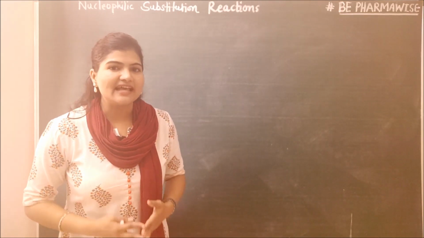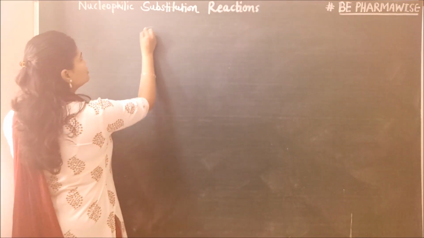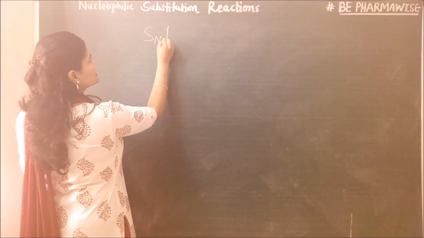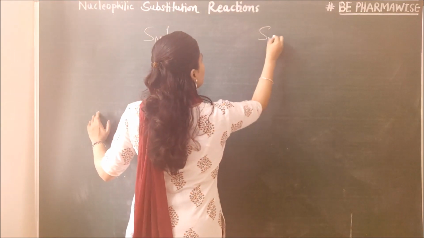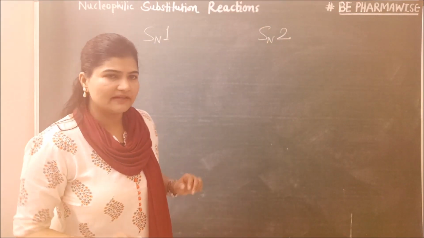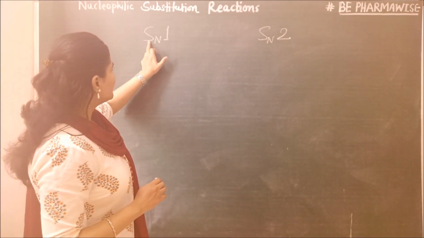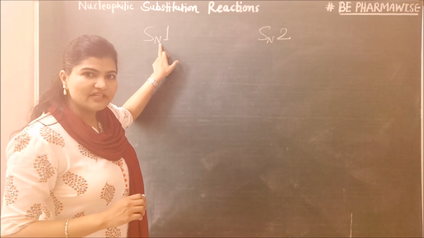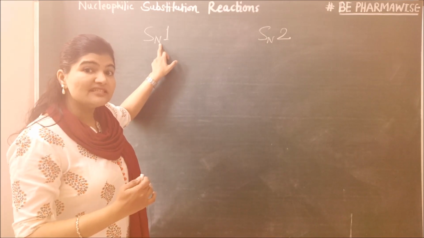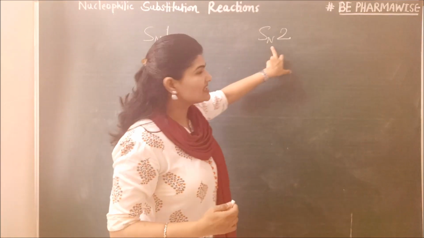So friends, now let's start with the nucleophilic substitution reaction. I will write here the two types of nucleophilic substitution, SN1 and SN2, and we will discuss how these types are named. First, observe how it is written. It is written S, then a capital N written below S, as a subscript, and then 1. Similarly, I have written SN2.